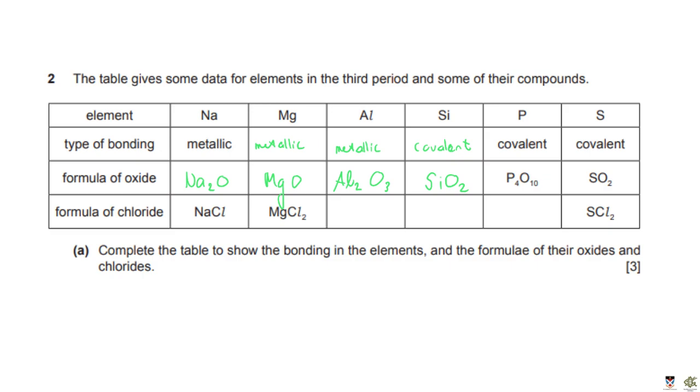Moving on to the formula of each one of the chlorides. So aluminium will form AlCl3, but we know that two of them will combine as a dimer to form Al2Cl6. Silicon with its valency of 4 would form SiCl4, silicon tetrachloride. Phosphorus with a valency of 5 will form PCl5.